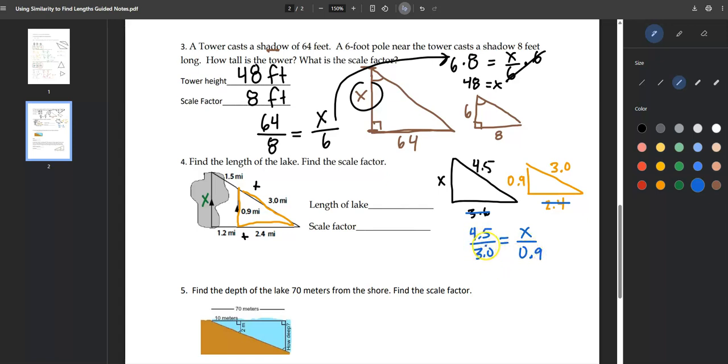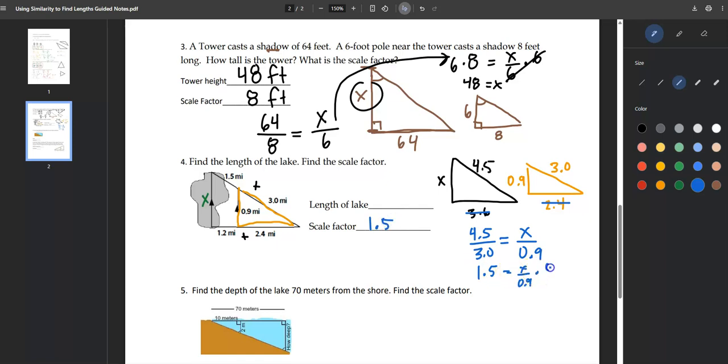Again, 4.5 divided by 3, that should give me my scale factor. That gives me 1.5. And that 1.5 is my scale factor here.